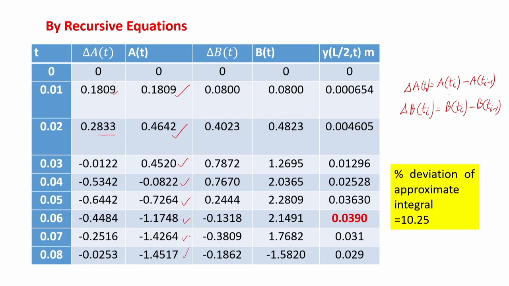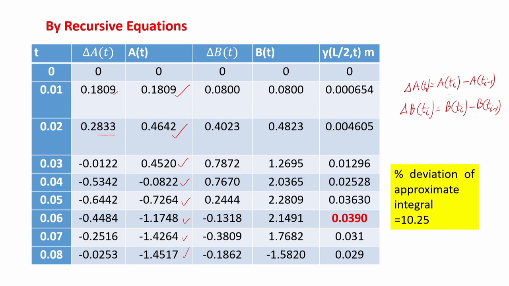Similarly, delta B is found out from the recurrence relationship that we have derived earlier by the analytical expression of the integral. Then delta B at time instant t equal to 0.01 second is 0.08. At time instant 0.02, it is 0.4023. At 0.03, it is 0.7872. At 0.04, it is 0.7670. Like that, up to 0.08, we have found out, and you can see this value at 0.08 is minus 0.1862. So this delta B is found out.